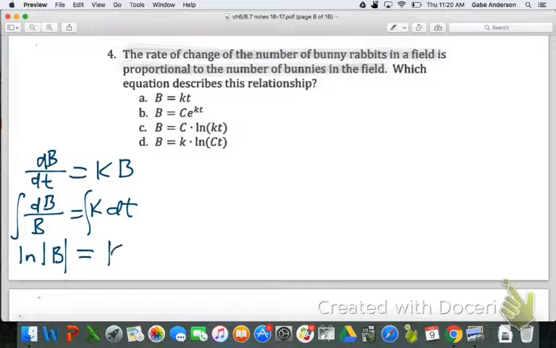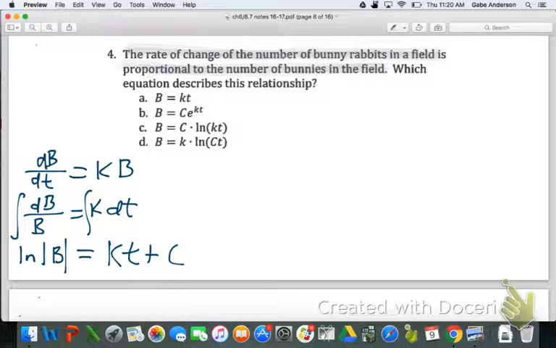kt plus C. So this is where sometimes it gets a little confusing. k is a proportionality constant. C is the constant of integration, right? So they're both constants, and conceivably they could be the same. They're probably not, because they could be any number and they could be different numbers.